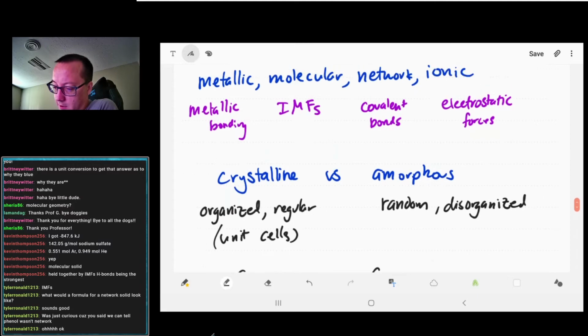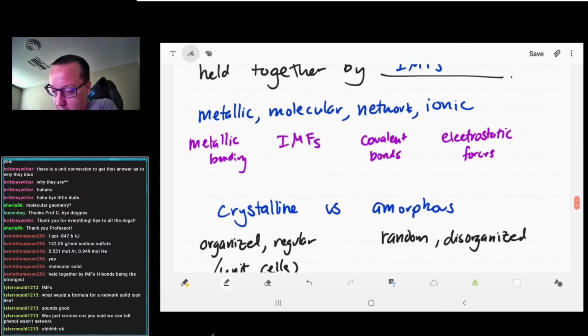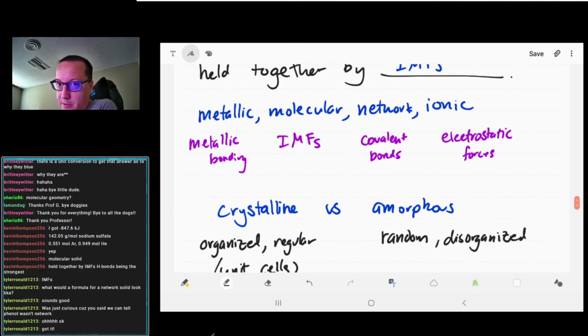Let's talk about some properties too. Hopefully you know the properties of metals by now: conductive, shiny, ductile, malleable, all that fun stuff. Molecular solids are often brittle, non-conductive, and they have low melting points, relatively speaking.